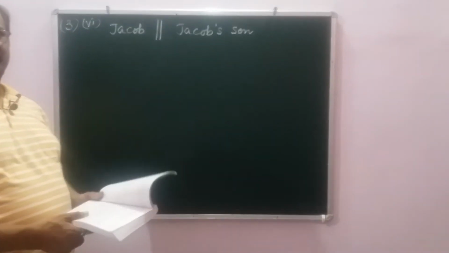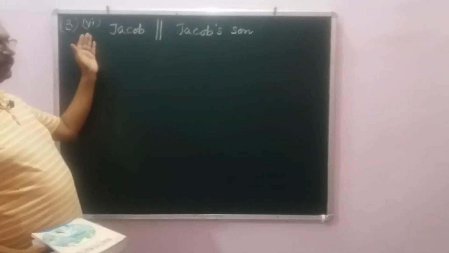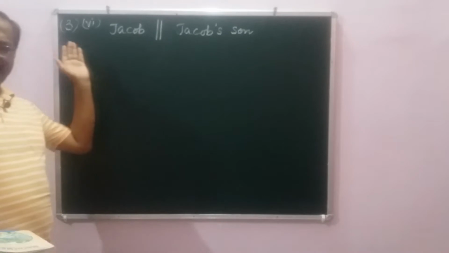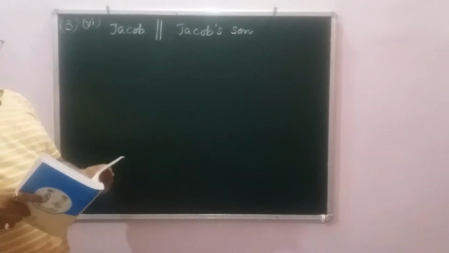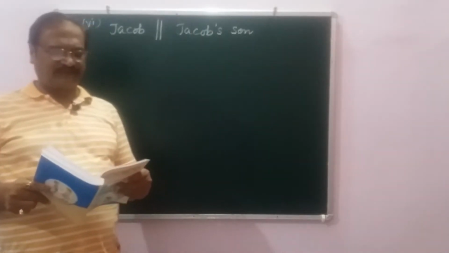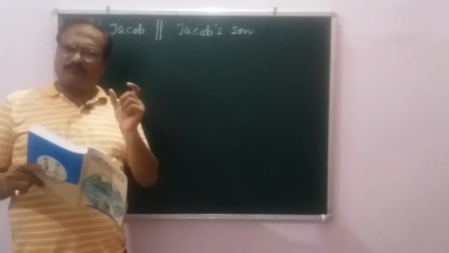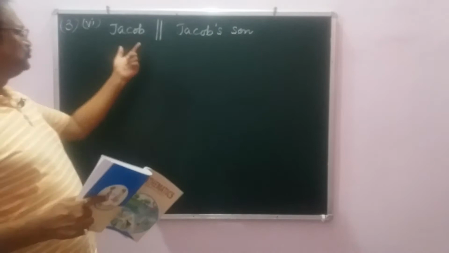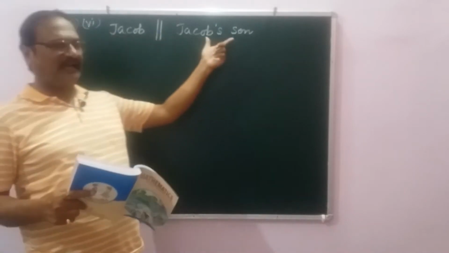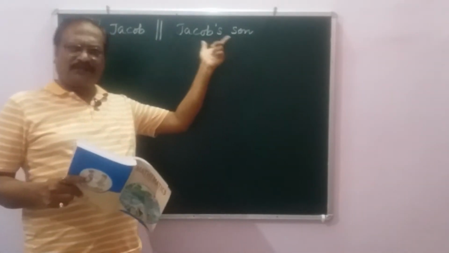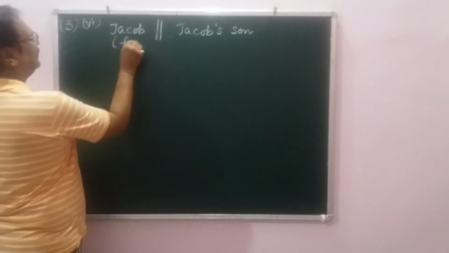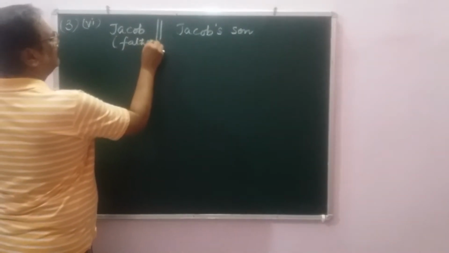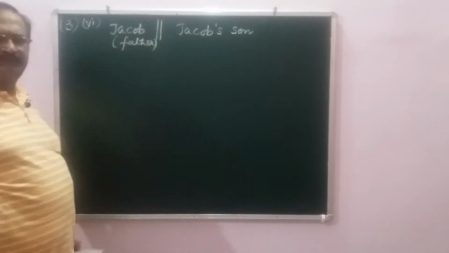Hello students, we are going to do the last problem in this exercise 3.3. This is also a word problem, page number 54. There are two names given. One is Jacob, another is Jacob's son. Jacob is the father, and his son is given for comparison.